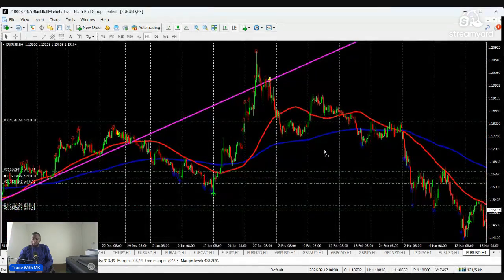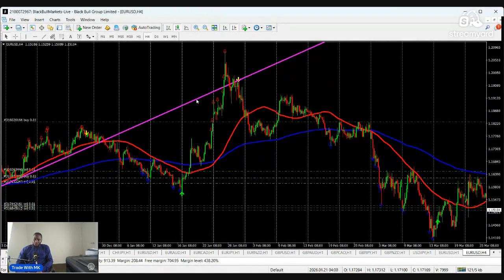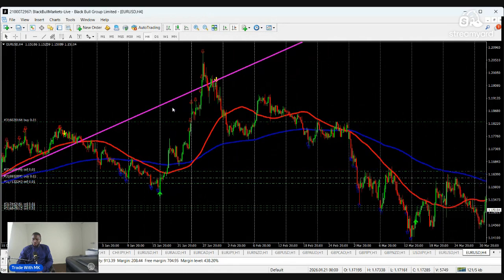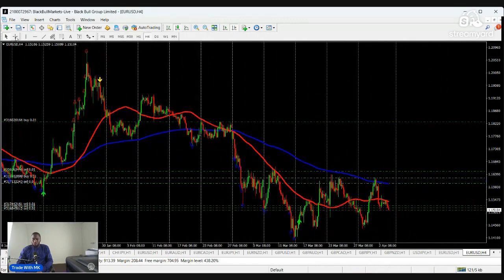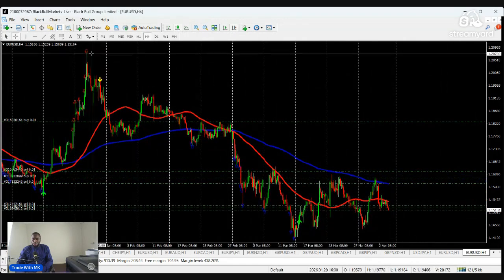So look, you need to combine. A trend line is not just that every time I come to it, you place a trade. No, you need to combine it with your own different indicators, different strategy, how you work. Even we have many different moving average settings, so it's always good that you combine. But I just wanted to show you how to draw your trend line.